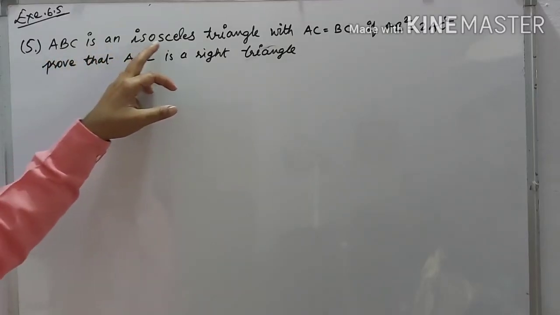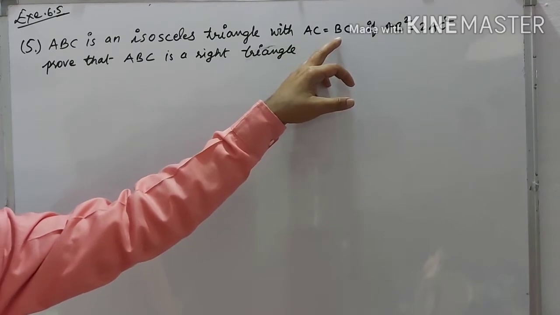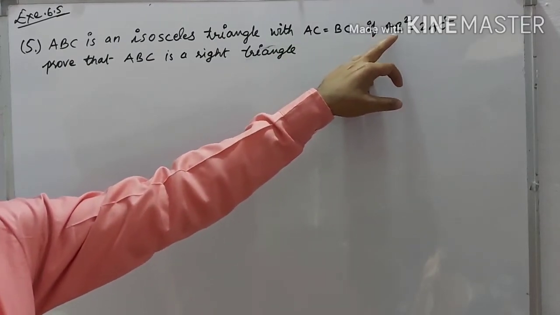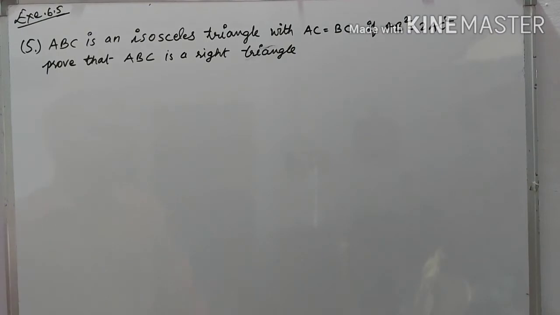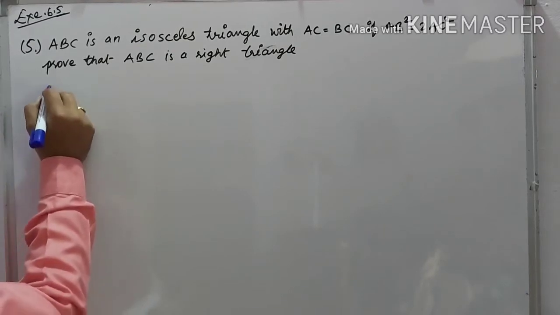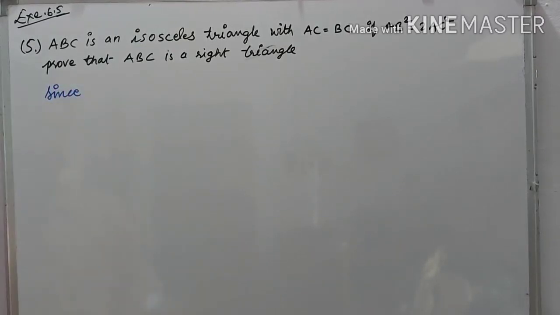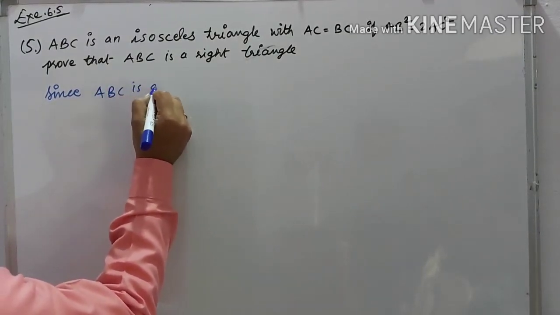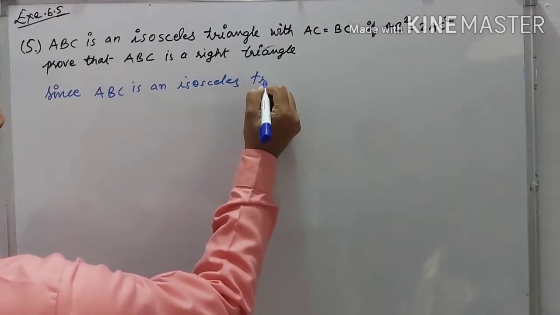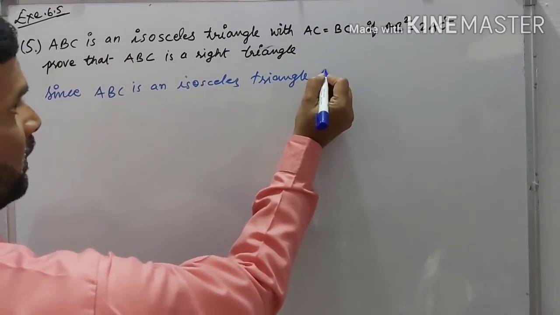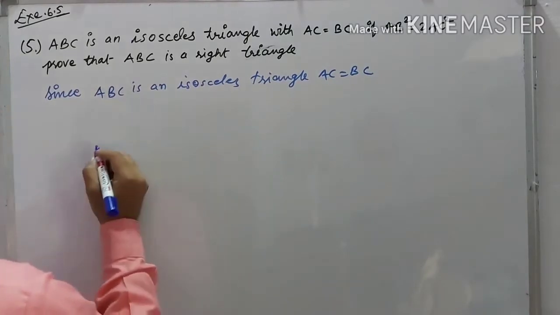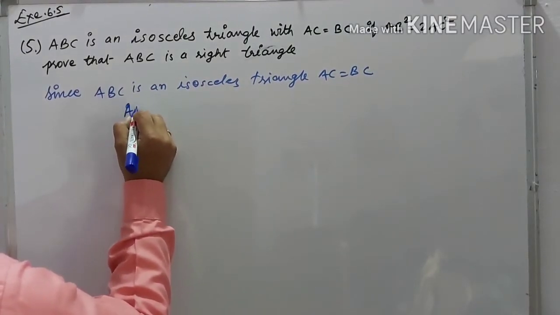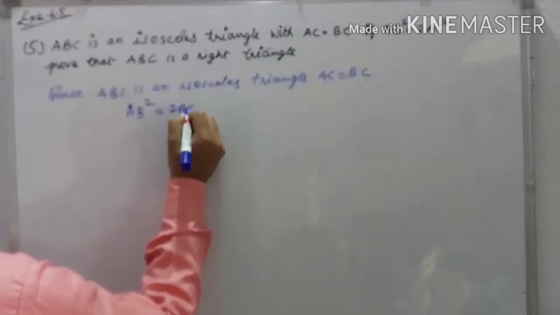Triangle ABC is an isosceles triangle, with AC and BC equal, and it is given that AB square is equal to 2AC square. So what is given? ABC is an isosceles triangle, and AC is equal to BC, and the second condition is that AB square is equal to 2AC square.